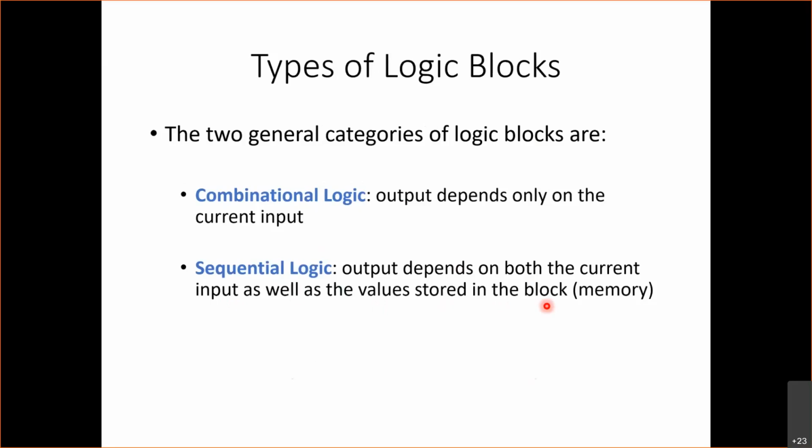So the input I give it, the output that comes out of it depends on the input, but also on some value that's stored. I might give it the same input at different points in time, and it might give me different outputs depending on what value was stored at the point in time when I applied the input. The focus of today's lecture is going to be on combinational logic. Actually, the next few lectures will focus on combinational logic, and then later on, we will take a look at sequential logic.